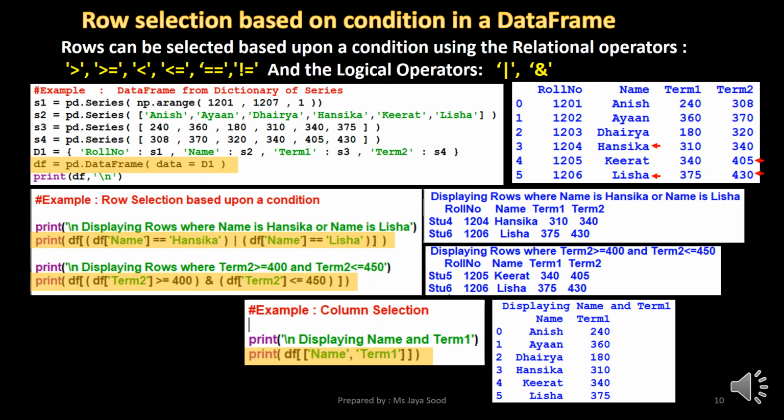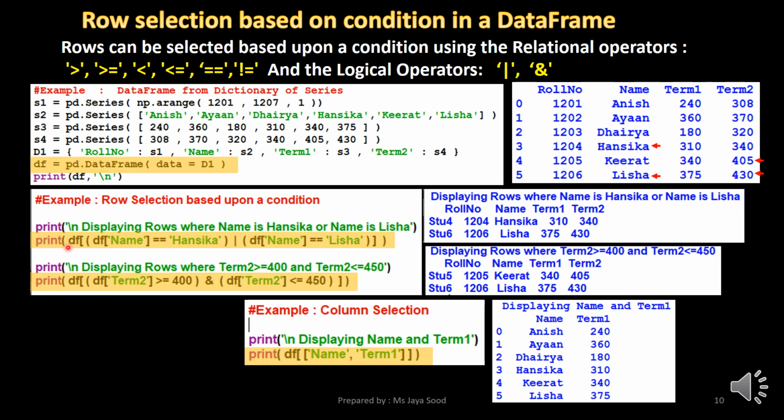Rows can be selected from a data frame based upon a condition using the relational operators greater than, equal to, less than, equal to, and not equal to, and the logical operators or and and. Continuing with our previous example of a data frame created from a dictionary of series, let us have a look at these print statements.